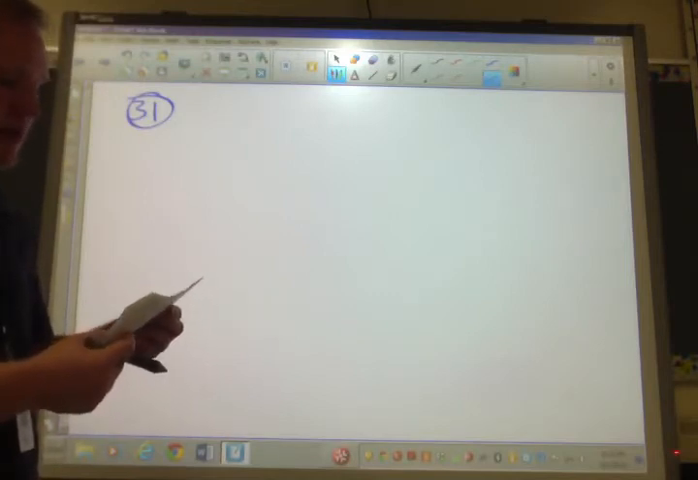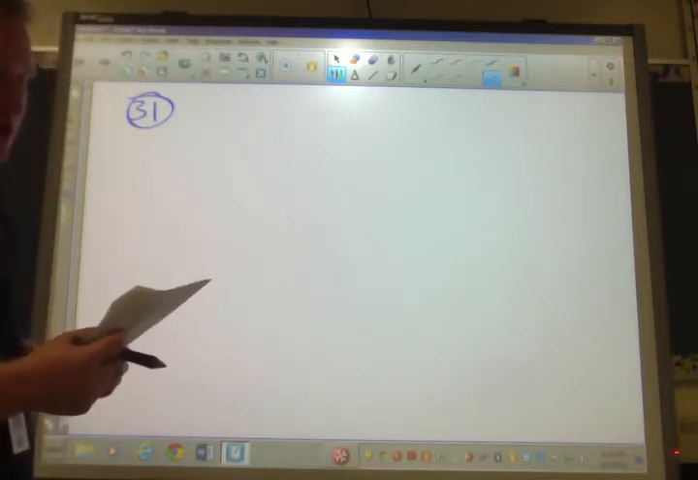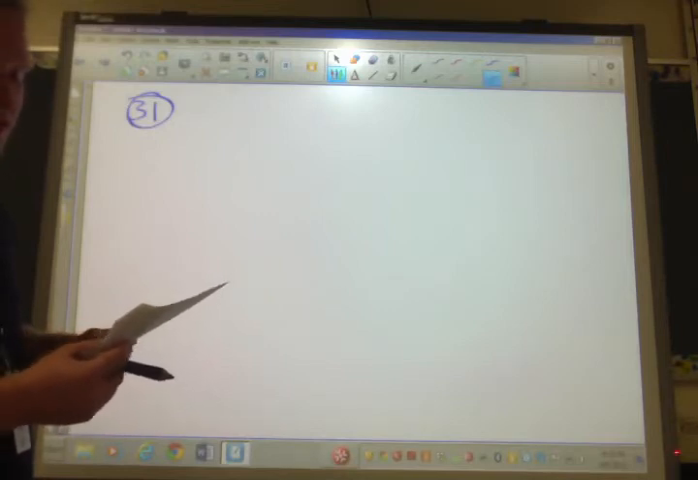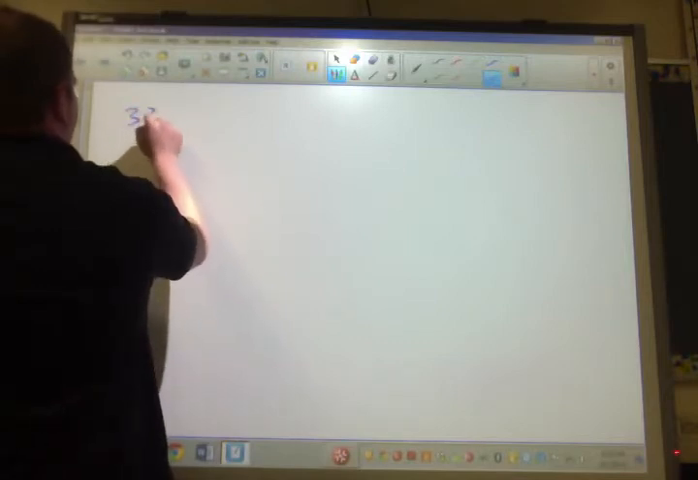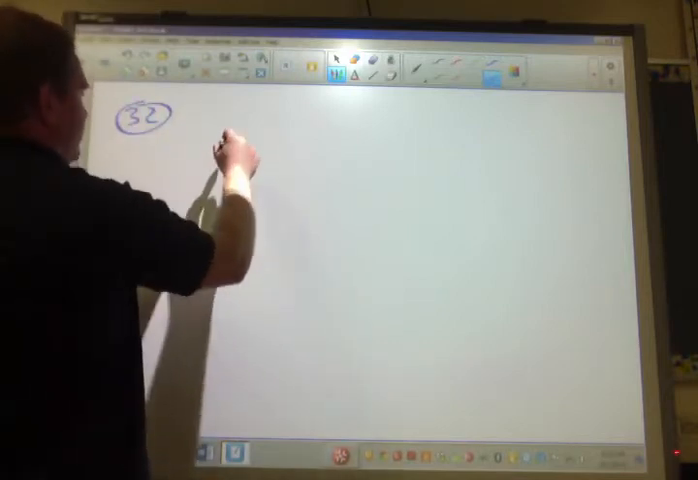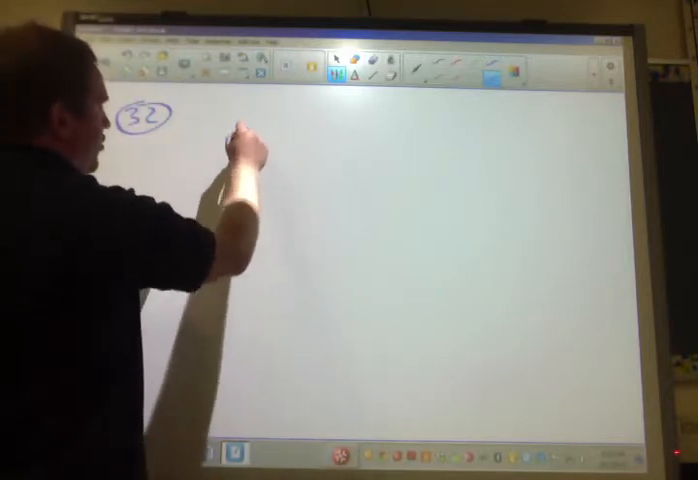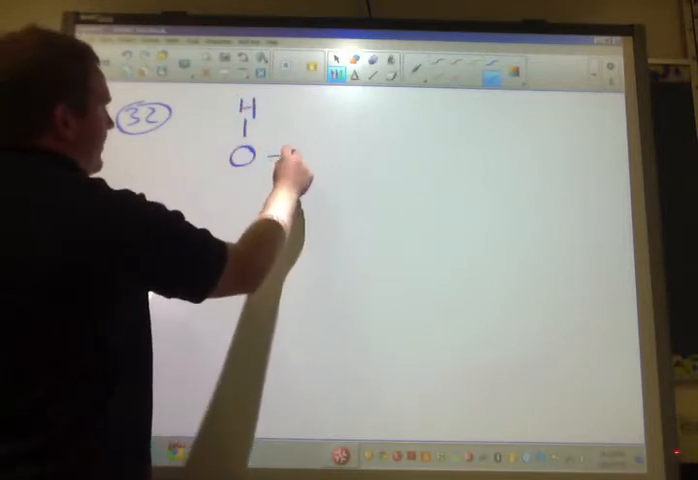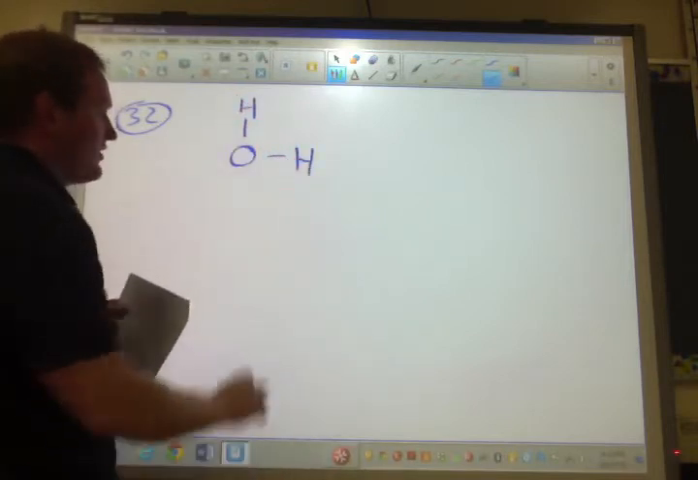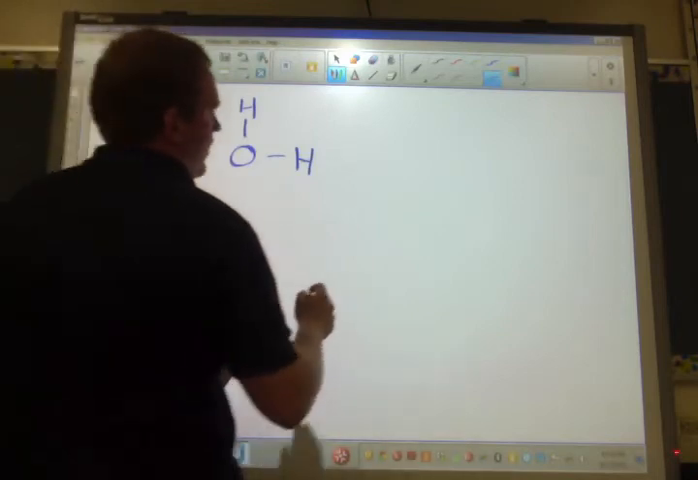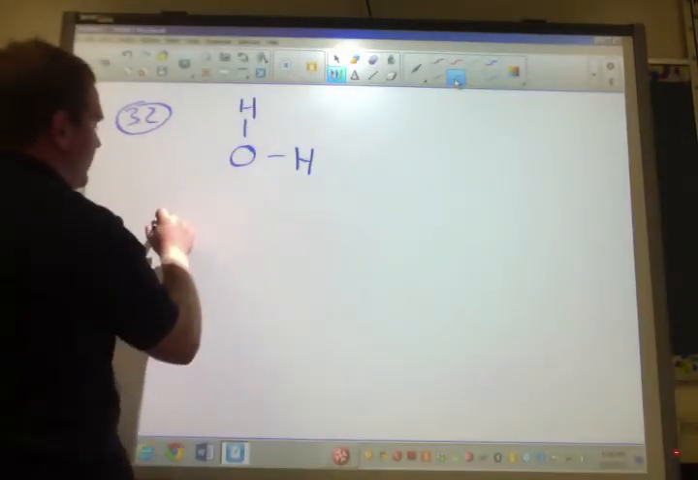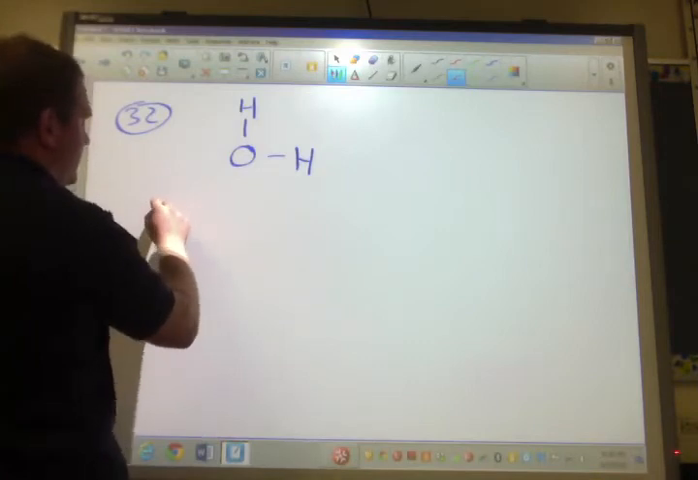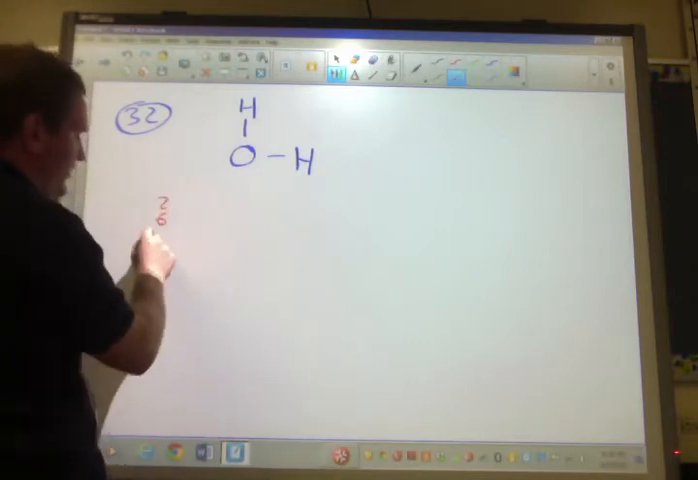32. Show the bonding in the molecules of H2O, H2O2, and NH3 using Lewis structures. Okay, H2O. First, I'm going to start with my O in the middle and my two H's. Now, I know from experience this one's going to be bent. I'm just used to drawing it like this. What I want to do is count how many electrons I need. So hydrogen each brings 1 to the table, so that's a total of 2. Oxygen brings 6, so I need 8.